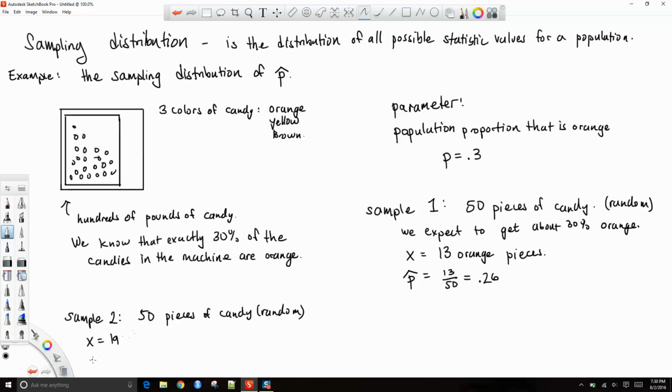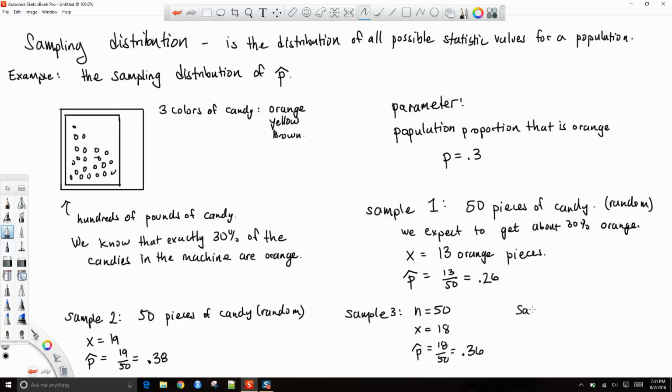So I get 19, so my p hat there would be 19 divided by 50, which is 0.38, 38% orange. Does this make sense? And then I can do this again. Sample 3. Again, n is equal to 50 pieces of candy. Maybe x is 18, and so my p hat would be 18 over 50, or 0.36.